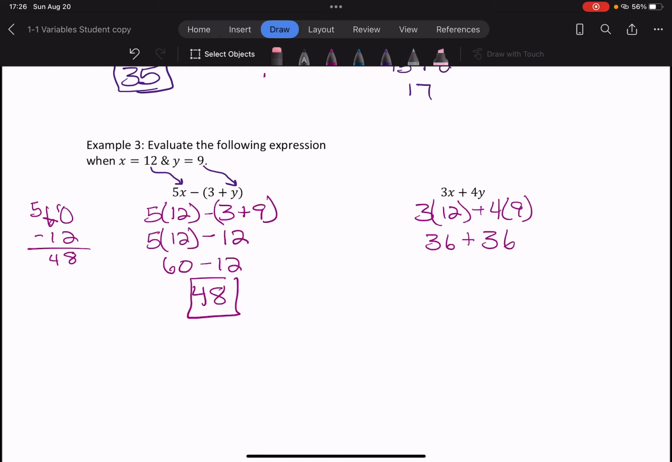And when you add 36 plus 36 together, and it's okay if you want to do it over here, 36, 36. We add it up, and you get 72.